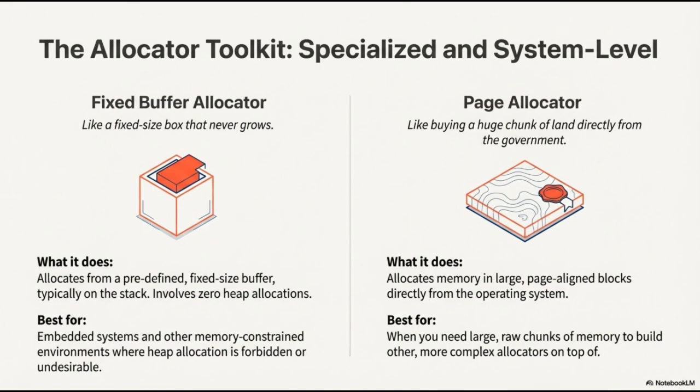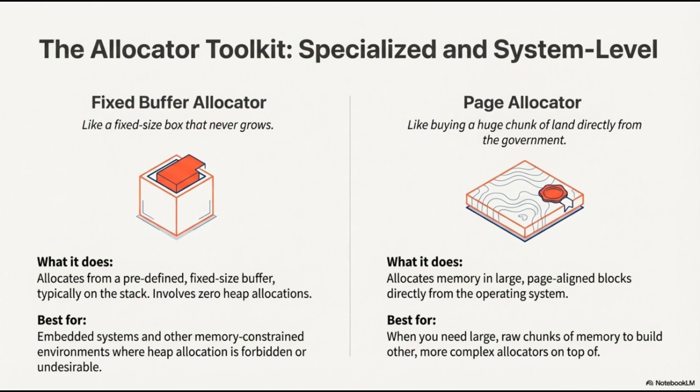In this section of the toolkit, we examine specialized and system-level allocators, beginning with the fixed buffer allocator. Conceptually, this acts like a fixed-sized box that never grows. It allocates memory from a predefined buffer, typically on the stack, and avoids heap allocations entirely. This tool is best for embedded systems and memory-constrained environments, where heap allocation is either forbidden or undesirable.